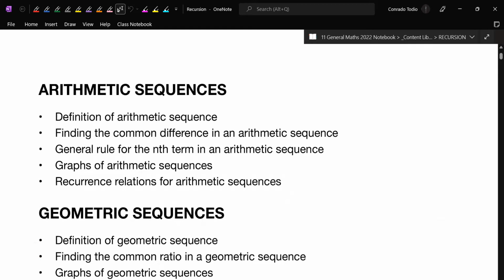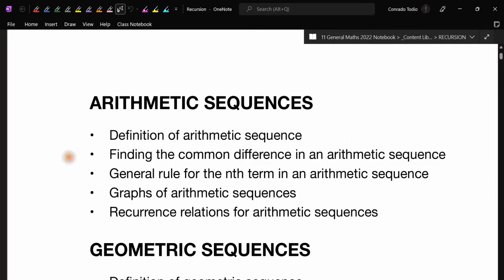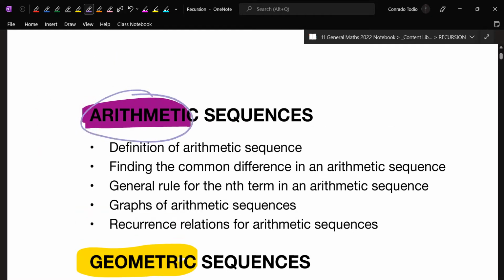So sequences are split into two types. There are two different sequences that we're going to assess in year 11. In year 12, it'll be a similar concept, but at a higher level. The first type of sequence that we're going to look at is arithmetic, and the second type of sequence is geometric. But for this session, we're just going to focus on the first type only, the arithmetic sequences.